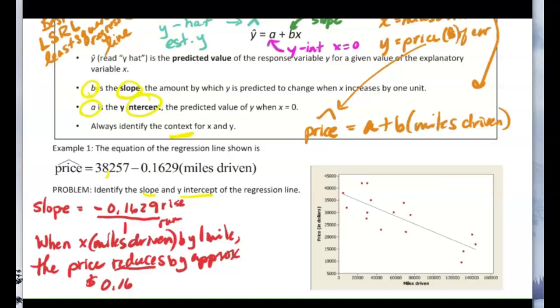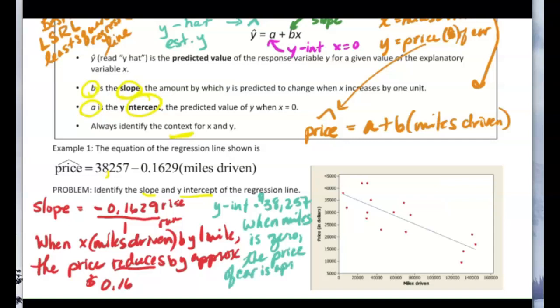All right, let's go and interpret the other one, which was the y-intercept. So y-intercept is equal to 38,257. It's a y, so it's a dollar amount. And what we would say here is when the miles driven is 0, the price of the car is approximately $38,257.